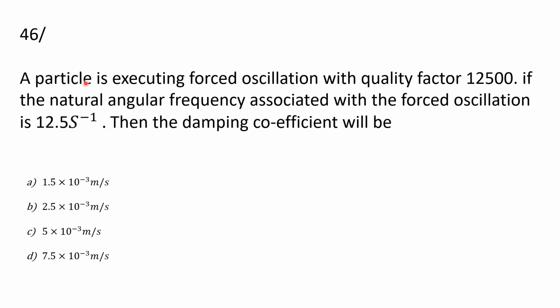Then a particle is executing forced oscillation with quality factor 12500. If the natural angular frequency associated with the forced oscillation is 12.5 second inverse, then the damping coefficient will be, and the options are 1.5 into 10 to the power minus 3, 2.5 into 10 to the power minus 3, 5 into 10 to the power minus 3, 7.5 into 10 to the power minus 3. So let's see.